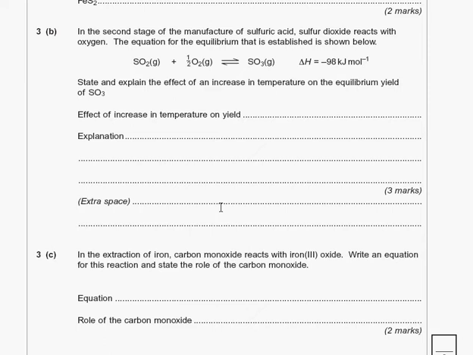In the second stage of the manufacture of sulfuric acid, sulfur dioxide reacts with oxygen, the equation for the equilibrium, and here we go. As soon as you see it in Unit 2, you think Le Chatelier. You can tell it's Le Chatelier 90% of the time on a Unit 2 paper because it's equilibrium. Let's get the pen up. Okay. State and explain the effect of an increase in temp.